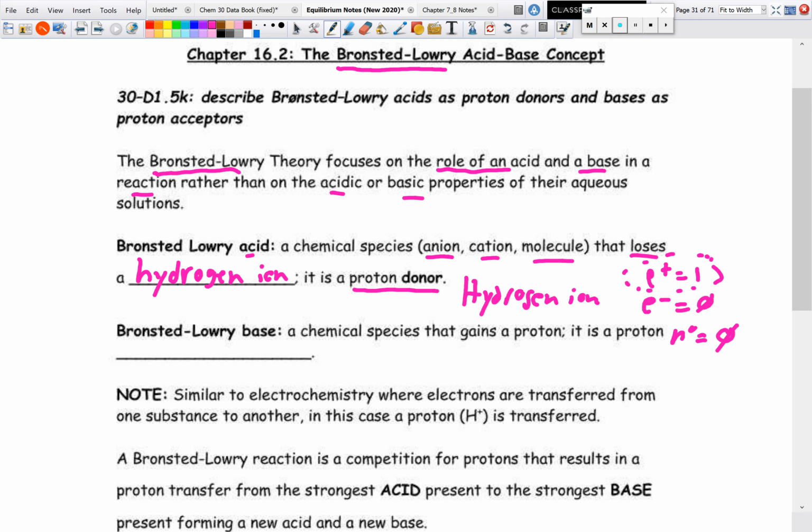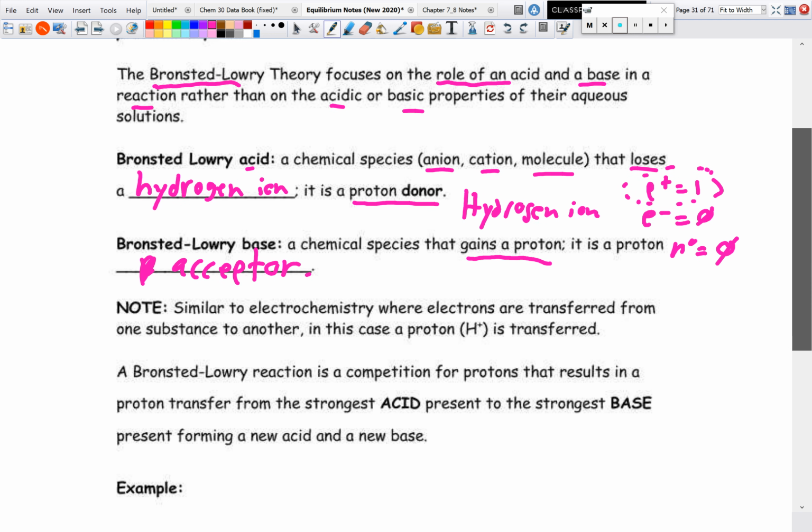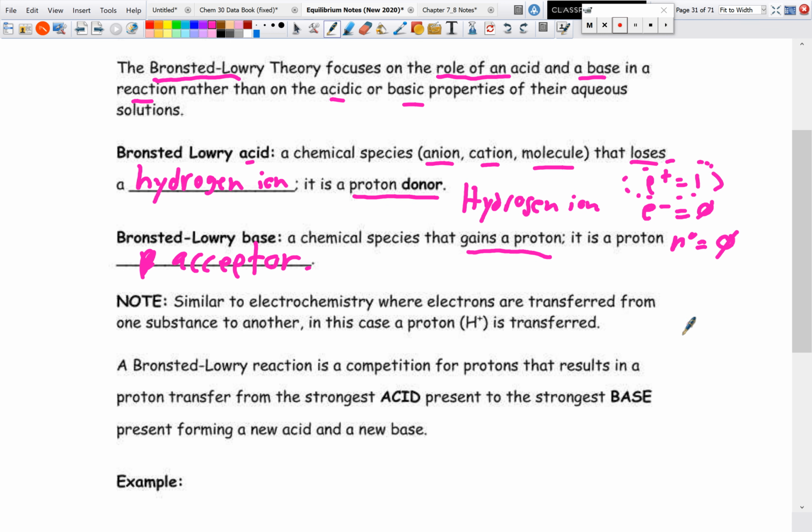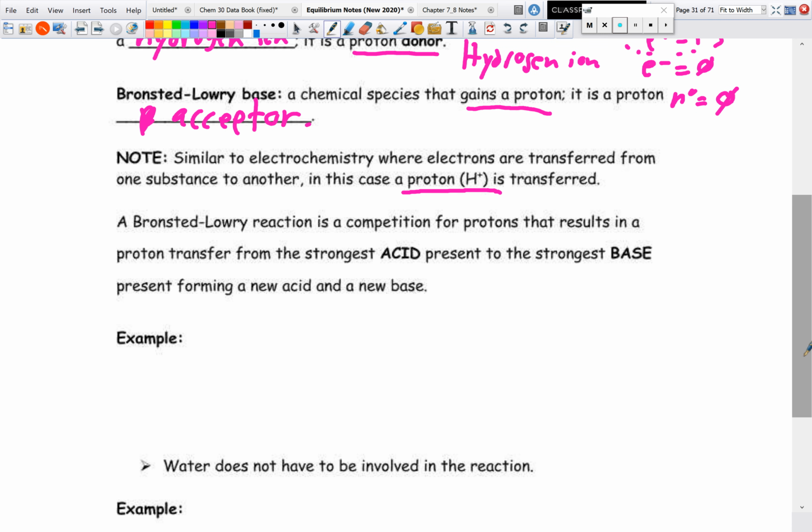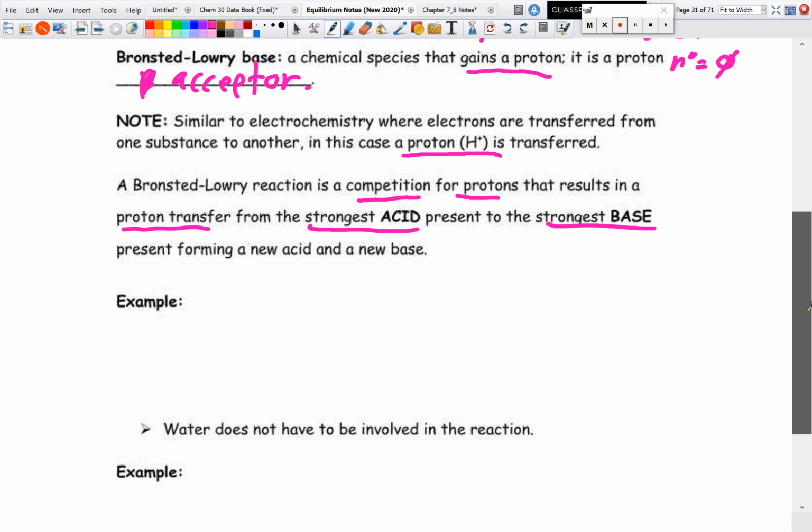Now, a Bronsted-Lowry acid is going to be a hydrogen ion or proton donor, whereas a Bronsted-Lowry base is going to be a species that gains a proton, or we're going to call a proton acceptor. So this is a little similar to electrochemistry, where we worried about the transfer of electrons. Now for our acid and base section, we're going to worry about the transfer of a proton or the hydrogen ion. So a Bronsted-Lowry reaction comes down to a competition for protons, and this results from a proton transfer from the strongest acid to the strongest base present. And then of course this forms new acids and new bases.